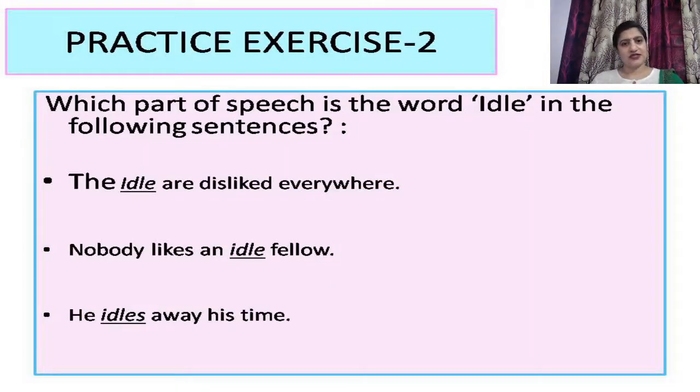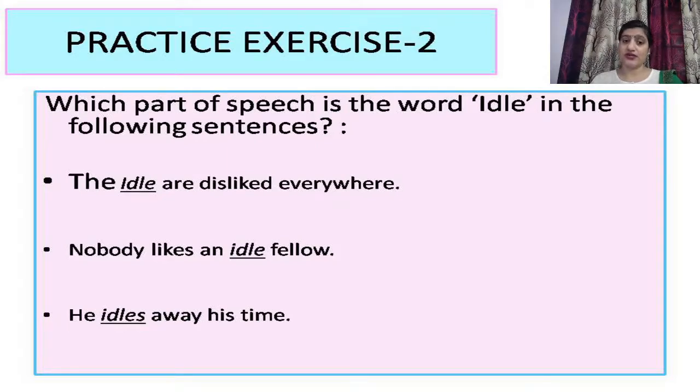Now, practice exercise 2. Which part of speech is the word idle in the following sentences? The idle are disliked everywhere. One thing, students, I forgot to mention is this: when you look at adjectives like rich, poor, honest, you can turn them into nouns by just adding the article the before them. When you say the rich, it means all the rich people. When you say the poor, it means all the poor people. So here the idle means all those people who just waste away their time and do nothing. So the idle people are disliked everywhere. So the idle is a noun here.